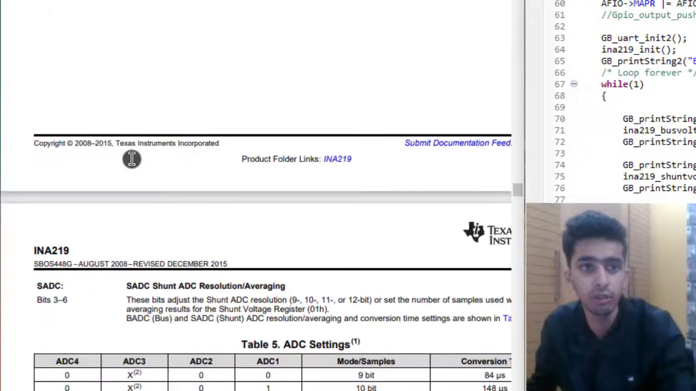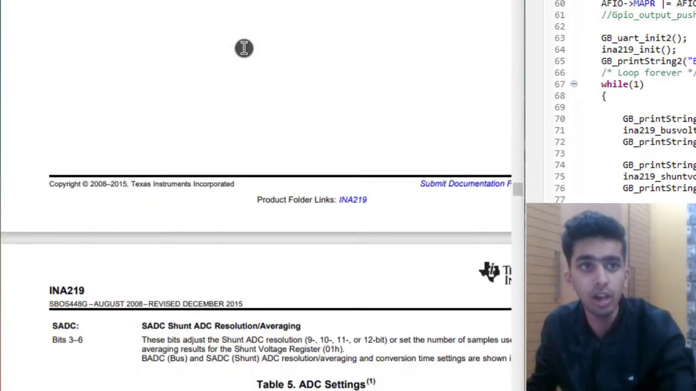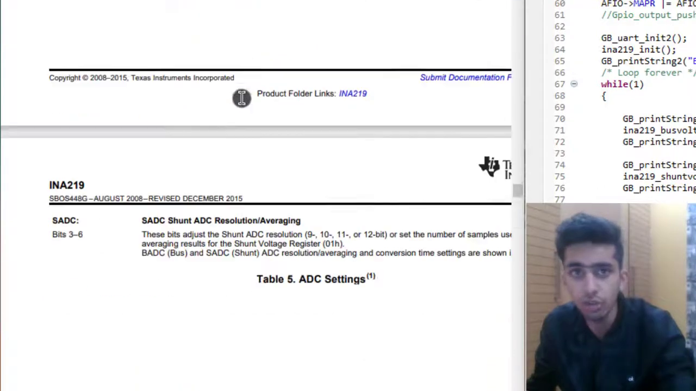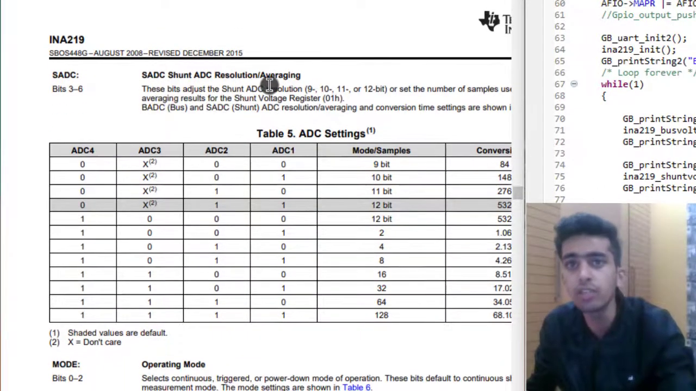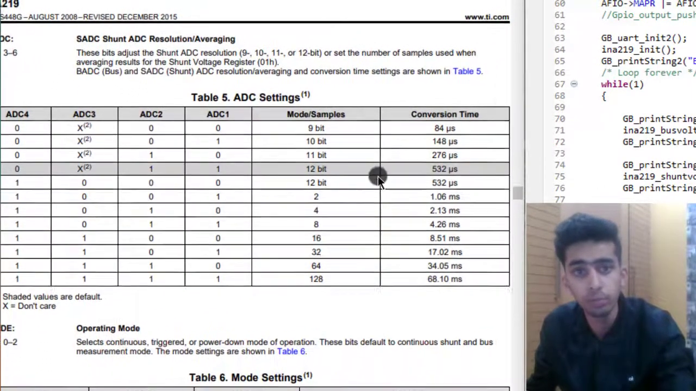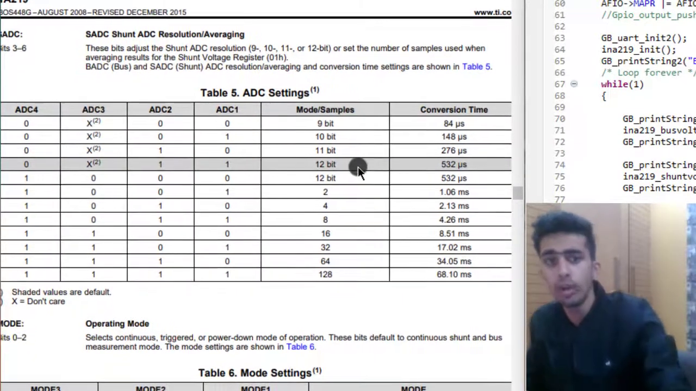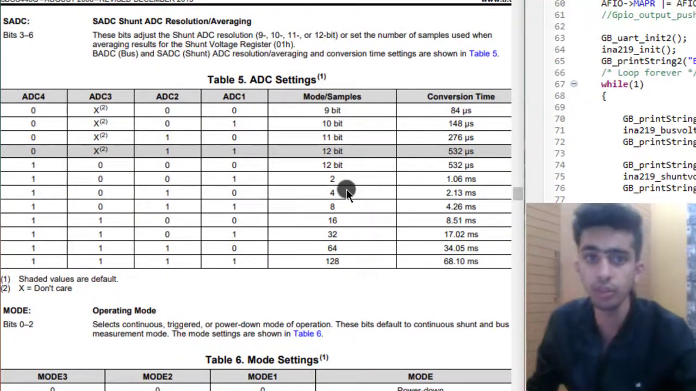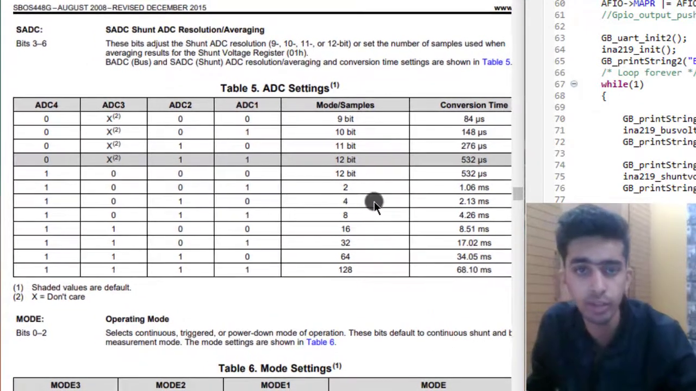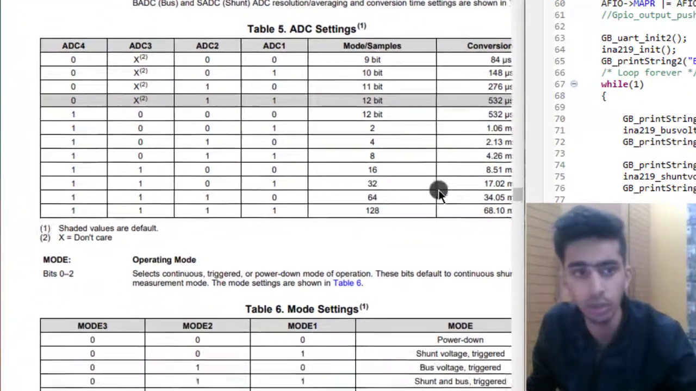These are bits 7 to 8 and bits 3 to 6. First is my bus ADC resolution and second is my shunt ADC resolution. So what ADC bit resolution I am using: 9 bit, 10 bit, 12 bit, or the number of samples if we have to configure by number of samples, and the conversion time that we are configuring.